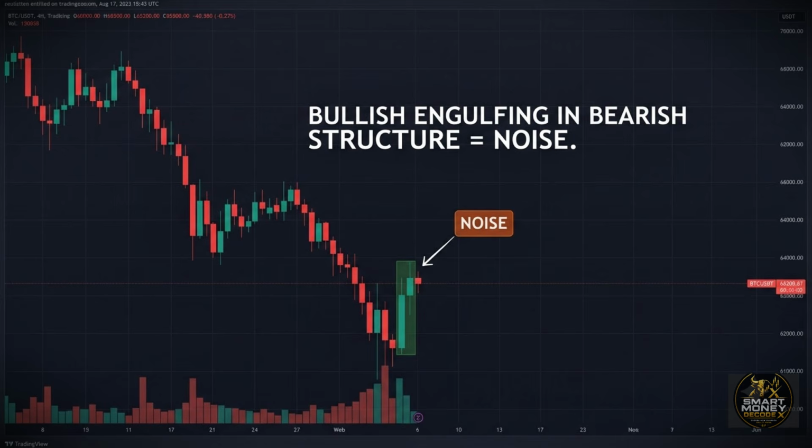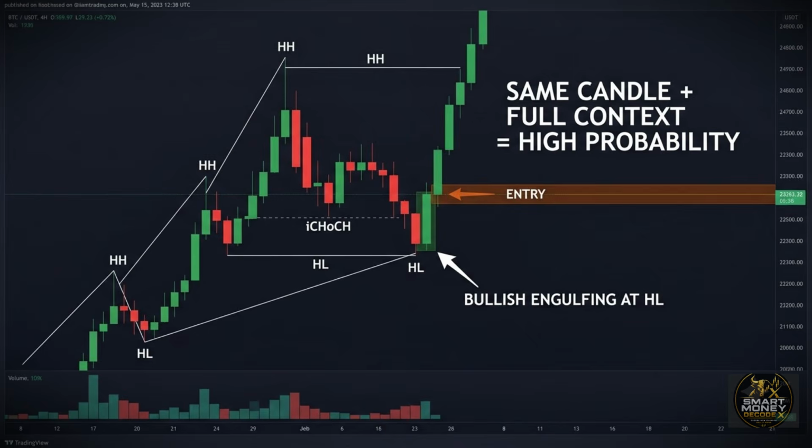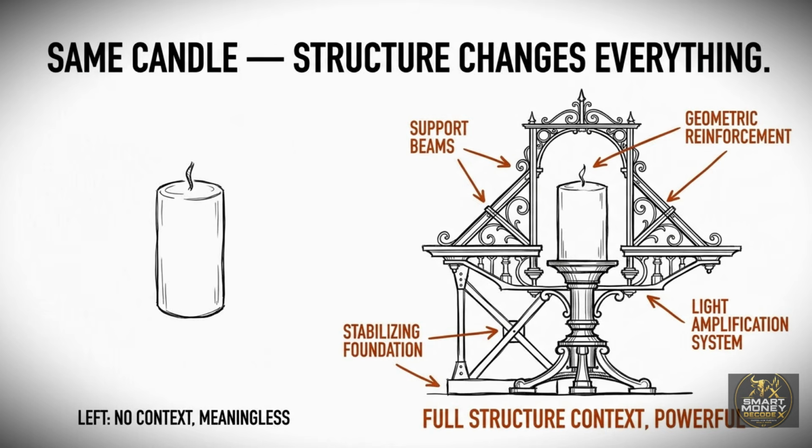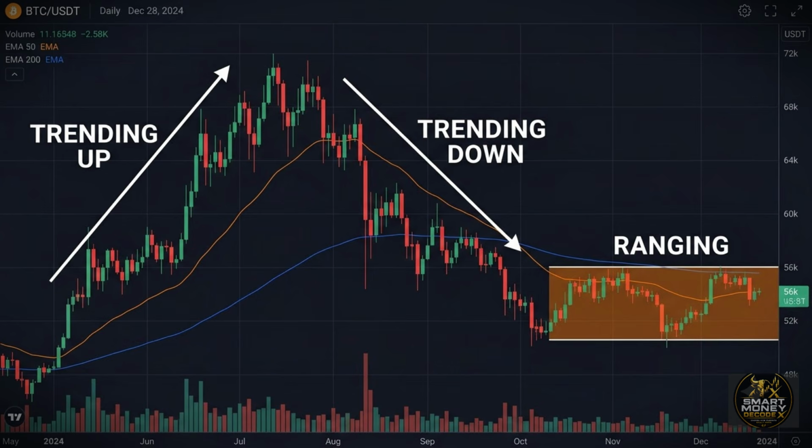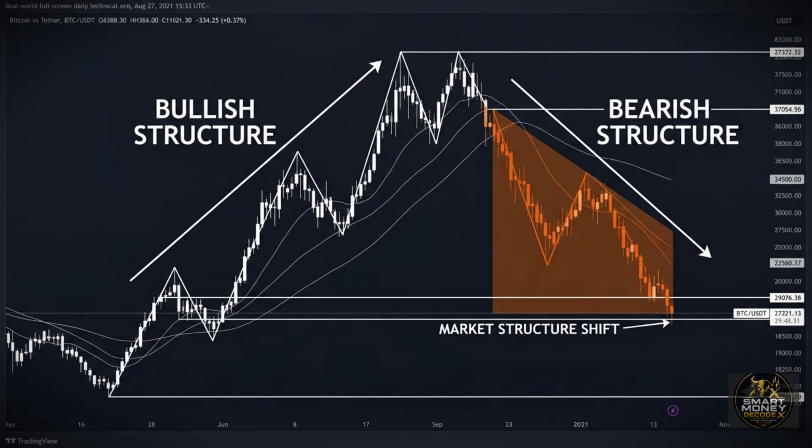A bullish engulfing candle in the middle of bearish structure is noise. The same bullish engulfing candle at a higher low within bullish structure, after a change of character in the internal bearish structure, is a high probability entry with full structural context behind it. Same candle. Completely different meaning. Because structure is everything. The market is always in one of three states: trending up, trending down, or ranging.